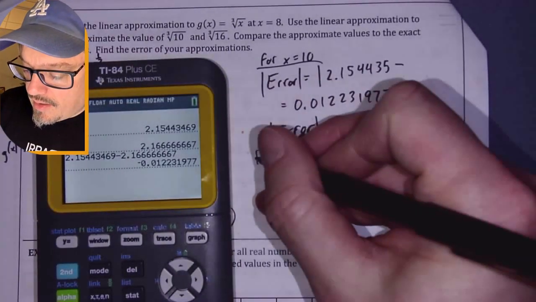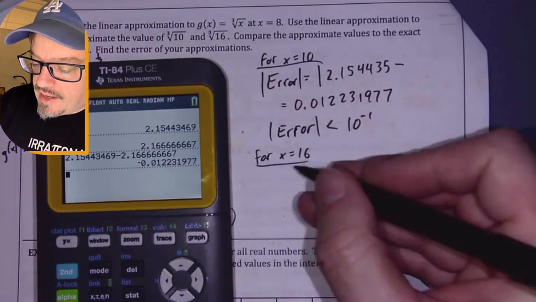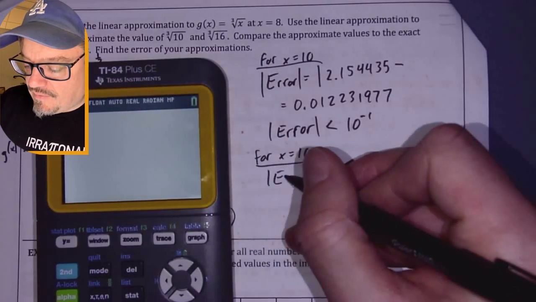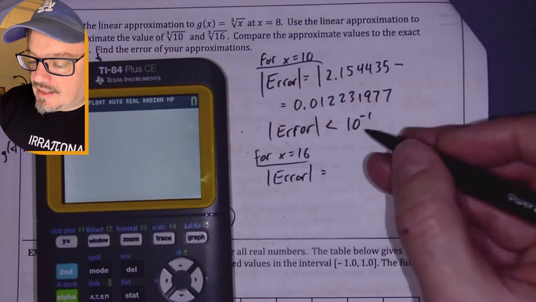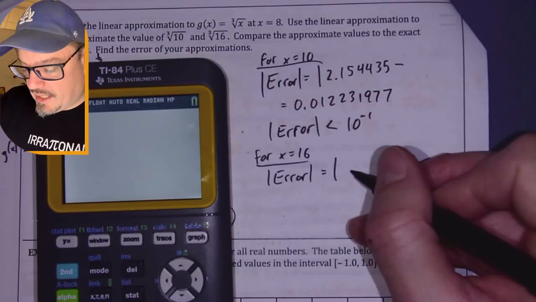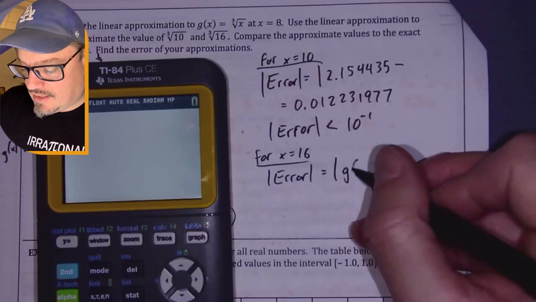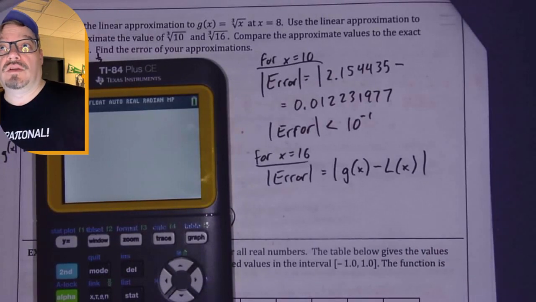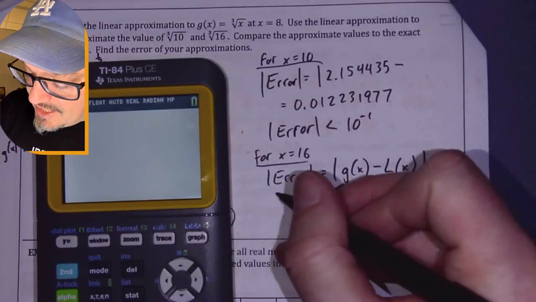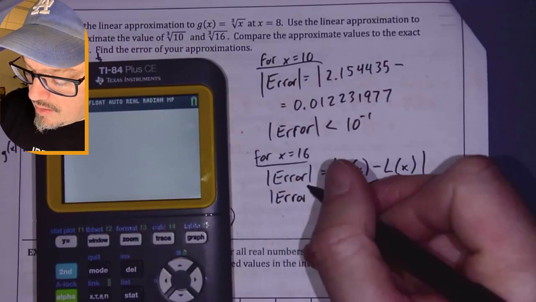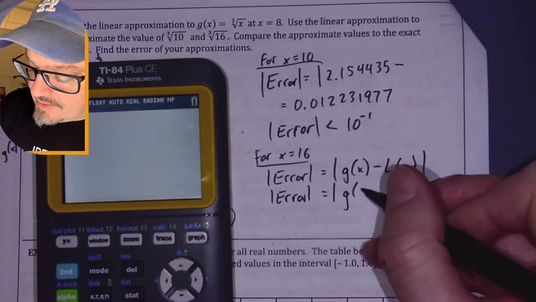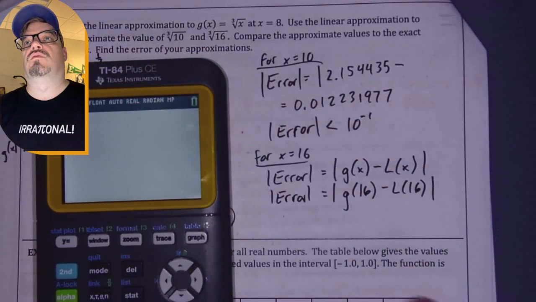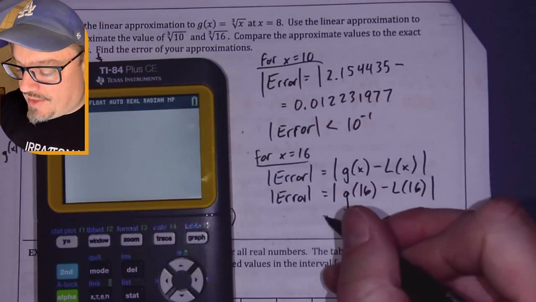And then for x equals 16, you're going to have the error. We'll just keep it in our calculator this time. And we're going to say that the error is, let's write this a different way. Let's say that this is the absolute difference between g of x minus L of x. Okay, that's really good too. And then we'll say for 16, the error is g of 16 minus L of 16. Okay, so this is just a really nice compact way of saying that that is the formula.